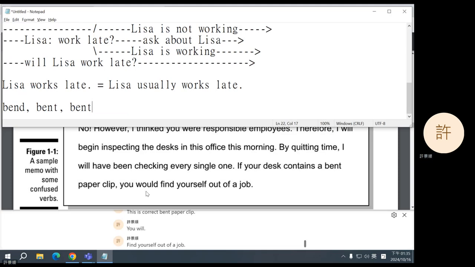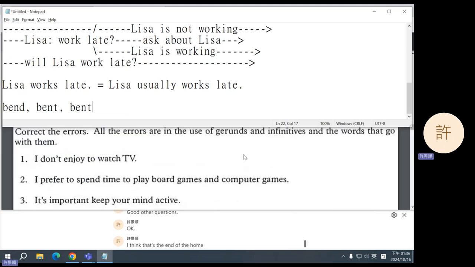Questions? Yes. Okay, so if your sentence begins with I will be checking, this is fine. But it gives you an end time, by quitting time, which means by the end of the day. So at that moment, and then the boss is talking about the previous time. So it has to be, I will have checked. Good. Other questions? Okay. I think that's the end of the homework, right? Yeah, okay, let's take a short break.